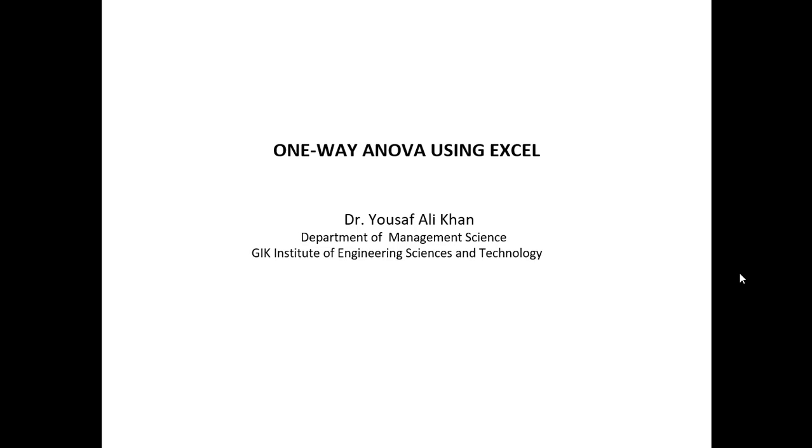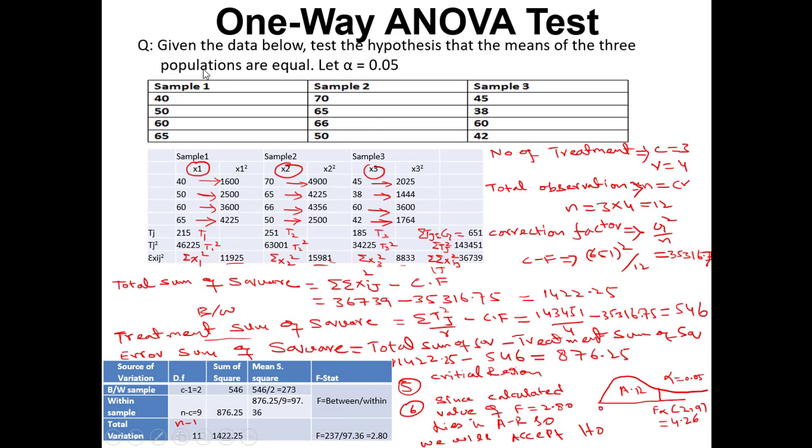Okay, in this lecture, I will show you how to use Microsoft Excel to solve one-way ANOVA questions. I'm going to use the same question which I already solved in my previous lecture, where we conducted a one-way ANOVA manually. In this question we have 3 samples, and each sample has 4 observations. I have already solved this in my previous lecture.